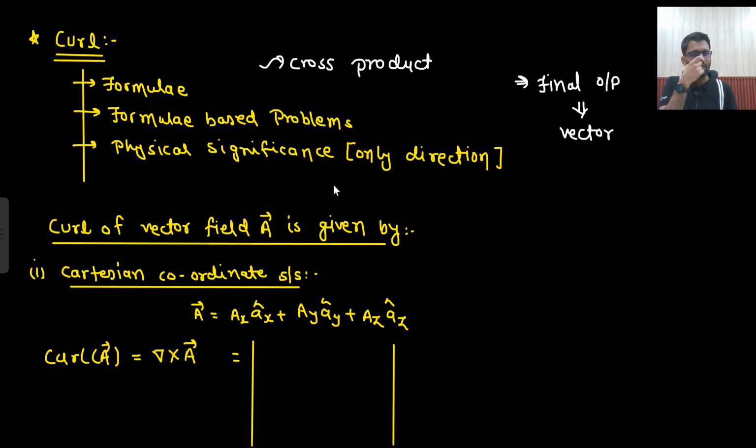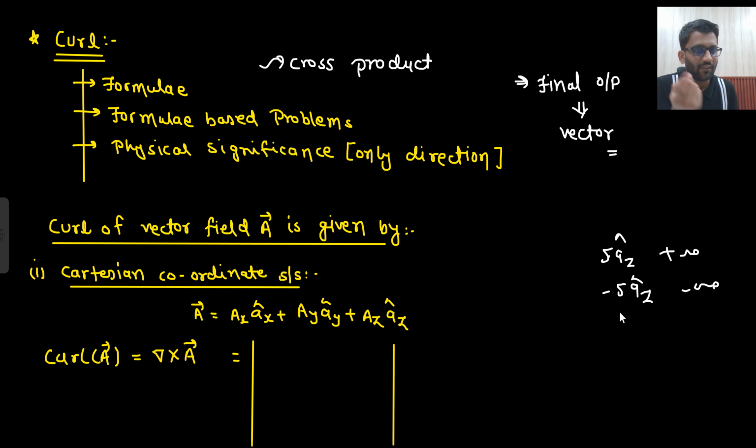Okay. So again first formula, then formula based rote learning, and then we will see the physical significance, but only we will talk about direction. Here there is no concept of positive negative, right? Because it is a vector quantity. 5 az cap and minus 5 az cap. Which is positive, which is negative? You cannot comment. You cannot say, sir, this is positive and this is negative. Both have magnitude 5. One has the direction az cap, another one has the direction minus az cap. That's it. So here there is no meaning of positive negative. Only the meaning is about the direction.